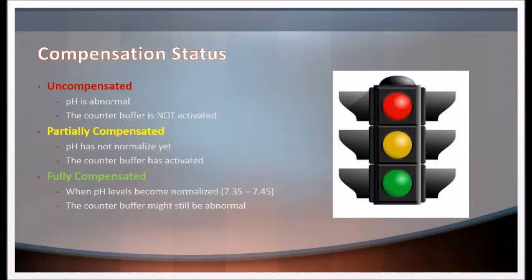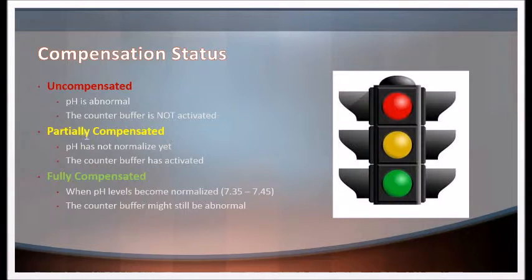So when you try to decipher arterial blood gases and you decide that it is an uncompensated result, then the pH will be abnormal. It will not fall between 7.35 to 7.45, and the counter buffers are not activated. That means that you will see either acidosis or alkalosis from the pH, but the counter mechanism will not be activated. It's not going to go the other direction to counter the imbalance.